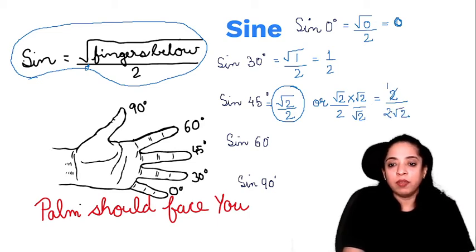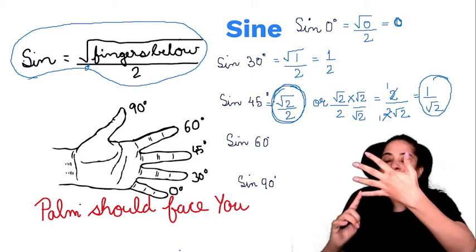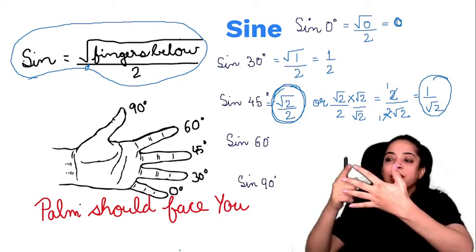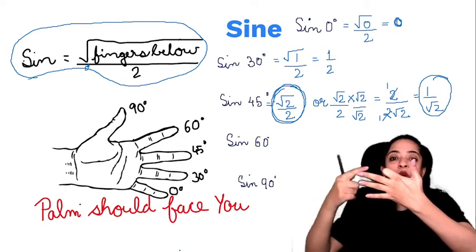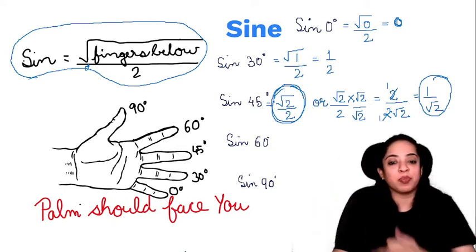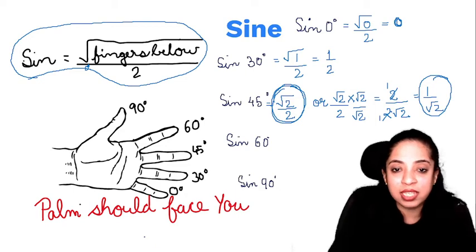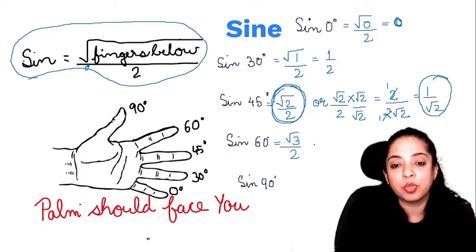So when this gets cancelled, it becomes 1 by root 2, right? So sine 45 degree, you can use either root 2 by 2 directly or 1 by root 2. Both are correct. Okay, now see sine 60: 0, 30, 45, 60. Fold this. How many fingers below? There are 3 fingers below, right? So sine 60 is equal to root 3 fingers below by 2. So root 3 by 2.